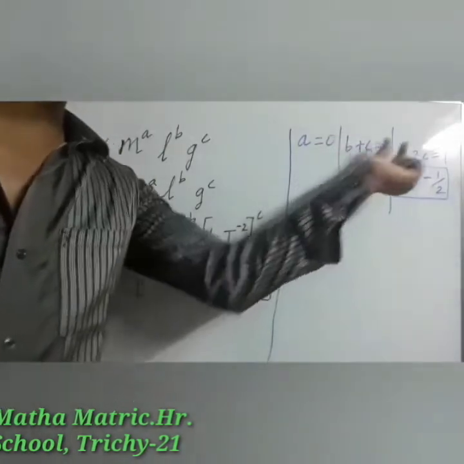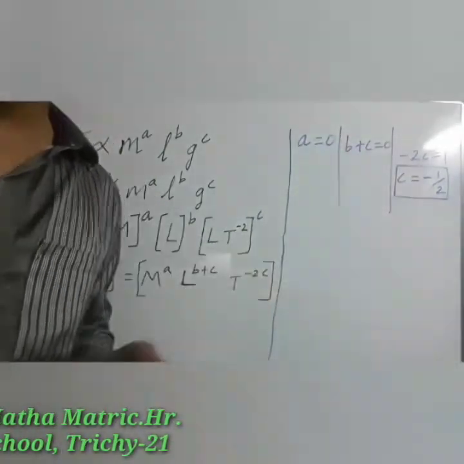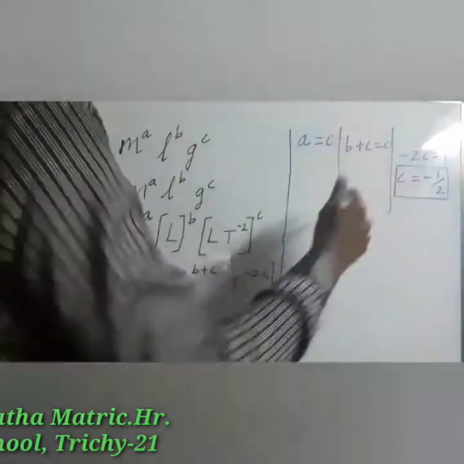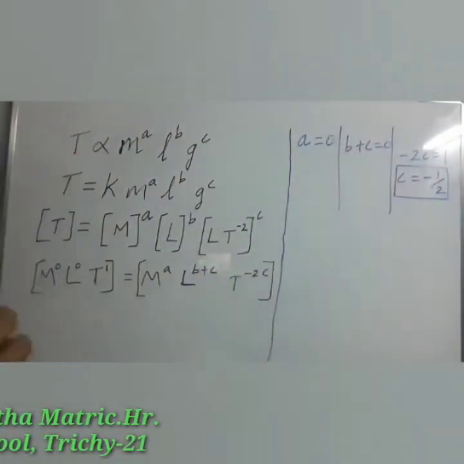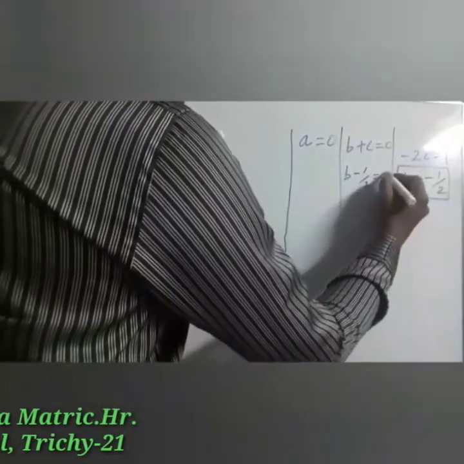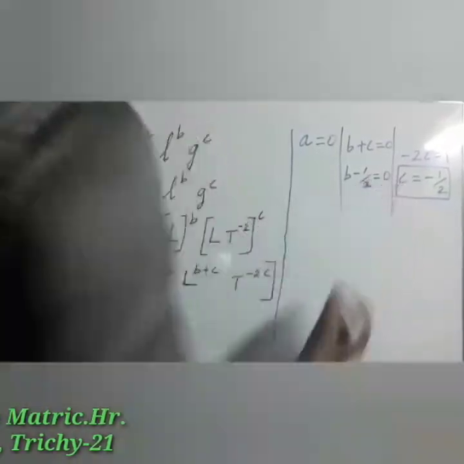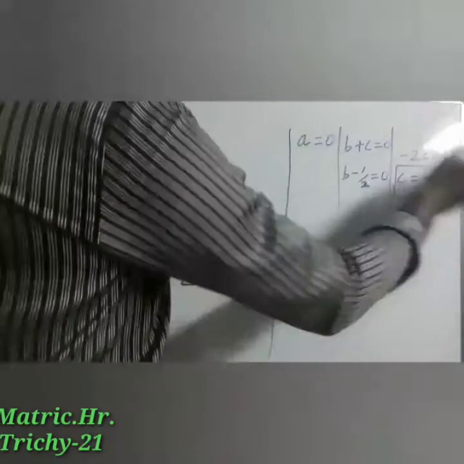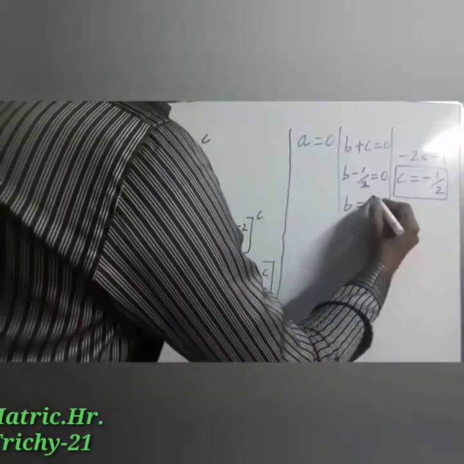Here b plus c is equal to 0. Now we got the value of c, so substitute that value here. b minus 1 by 2 is equal to 0. So what is the value of b? Minus 1 by 2 can be taken to that side. So b is equal to 1 by 2.